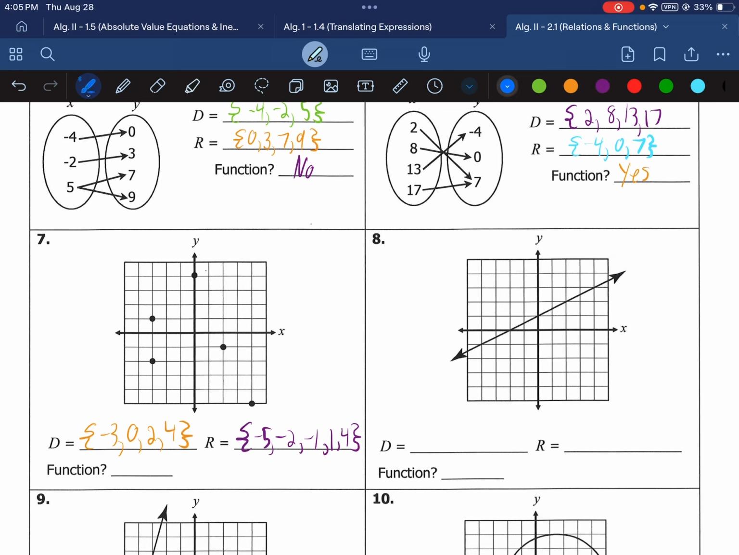Now, is this a function? No, because these both share the same x value. Or if you do a vertical line, you hit more than one point. So, no, it is not a function.